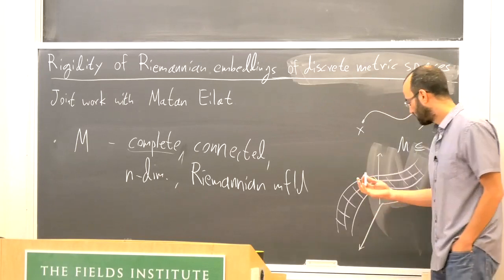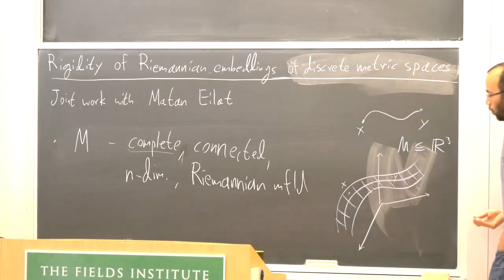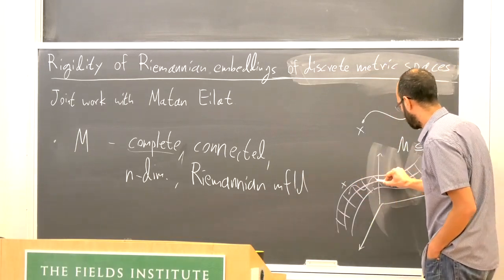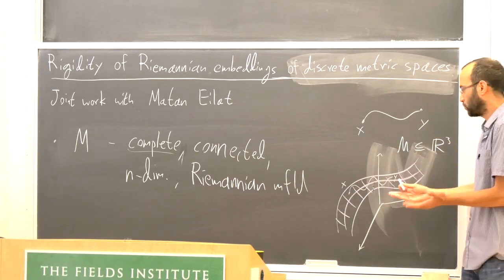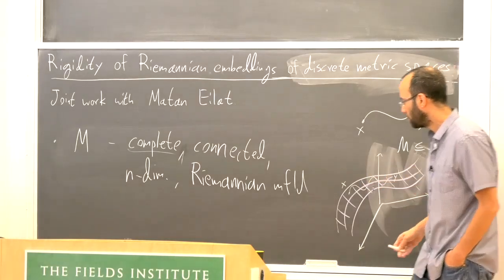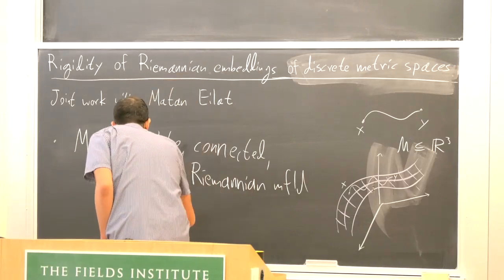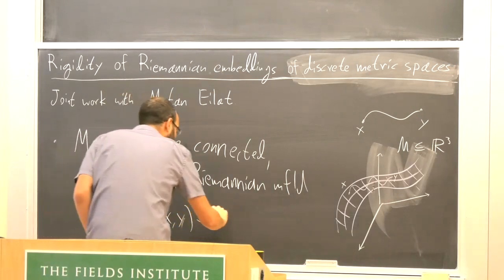Now, given two points, x and y, on the manifold, you can look at curves on the manifold connecting them, and each curve has a length. In the case of a surface in R3, the length is just the length with respect to the Euclidean metric. We all know how to measure the length of a curve in three-dimensional space, but the curve is confined to stay on the manifold. When you take the infimum over all lengths of such curves, you get the distance d_M(x,y). This is the Riemannian distance between x and y.